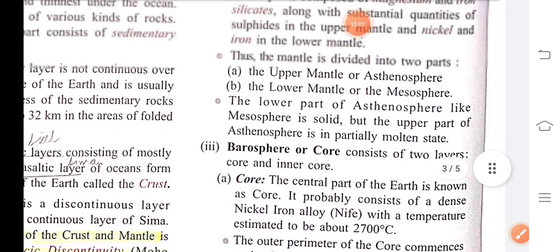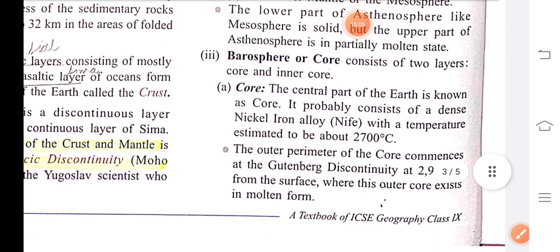So what we are discussing now is the barysphere, or core. We can call it the barysphere also. It consists of two parts, the outer core and the inner core. The core is the central part of the earth. It probably consists of a nickel-iron alloy, that is Nife, and its temperature is about 4000 degrees Celsius, sometimes 4300 degrees Celsius. The outer perimeter of the core commences at the Gutenberg discontinuity at 2900 kilometers from the surface.